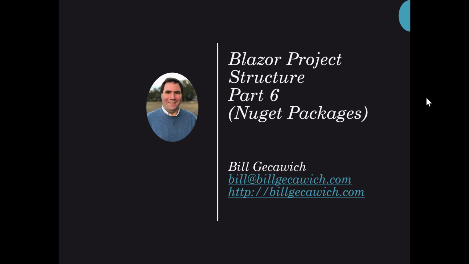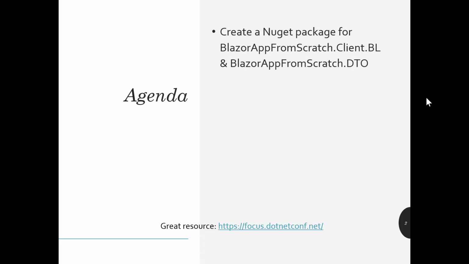Hi, this is Blazor. Today I want to show you how to create Nuget packages out of the BlazorAppFromScratch.Client.BL and DTO. So those can be included in a future project whenever you need to communicate back to our server. So the agenda for today will be create a Nuget package for Client.BL and DTO.